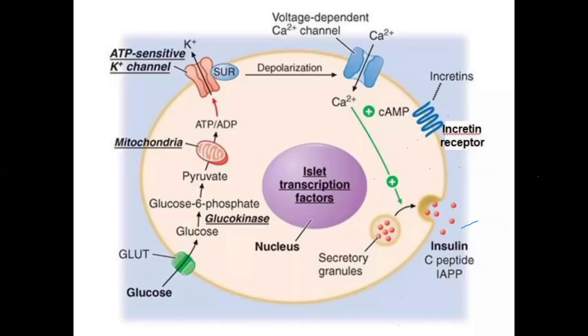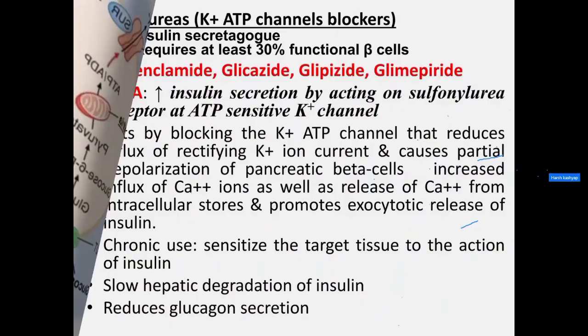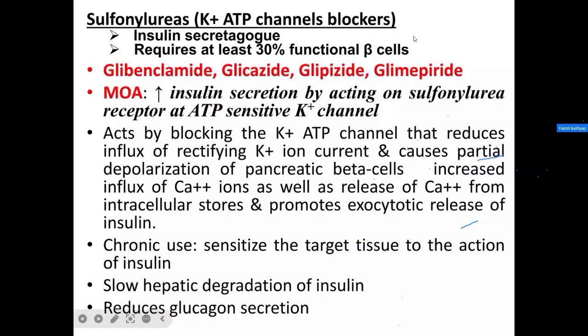Then next, sulfonylurea, which is also known as the potassium ATP channel blockers. Sulfonylurea potassium ATP channel blockers are also known as insulin secretagogues. This class requires at least 30% functional beta cells to work. The examples I already described here are glibenclamide, gliclazide, glipizide, or glimepiride. These drugs all come under sulfonylurea, potassium ATP channel blockers.